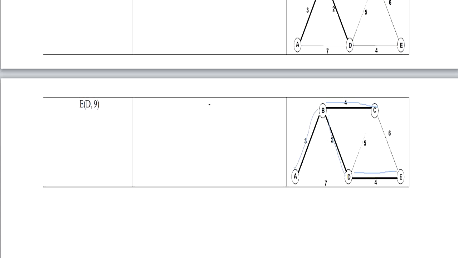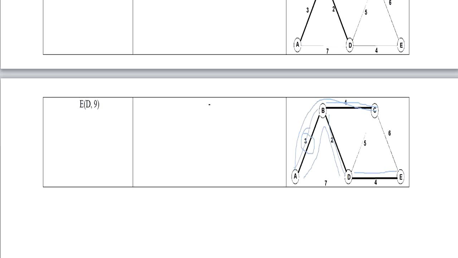From A, can I reach B? Yes, and its cost is 3. From A can I reach C? Yes, its cost is 3 plus 4, 7. The route goes something like this. From A can I reach D? Yes, I can reach. So its route is something like this. It is 3 plus 2, 5.